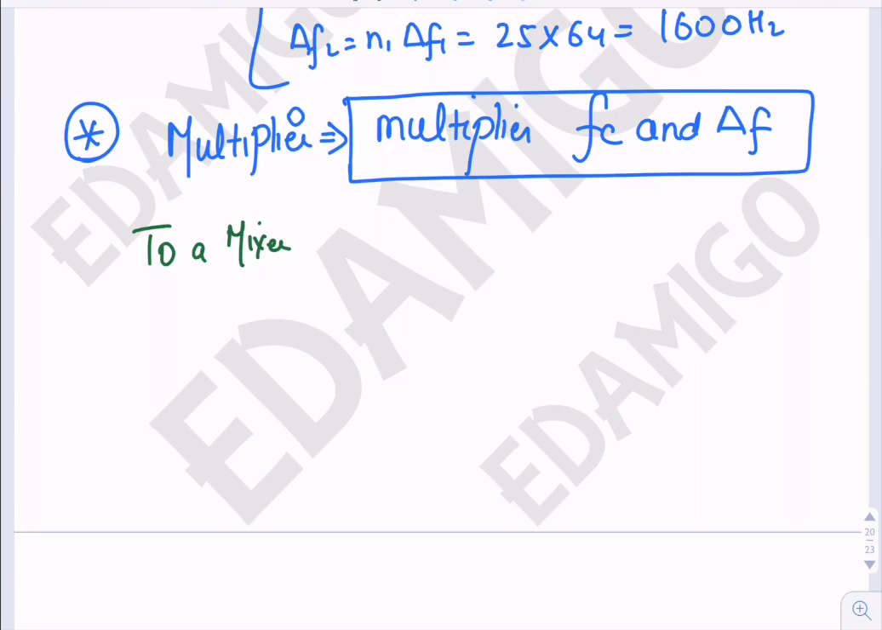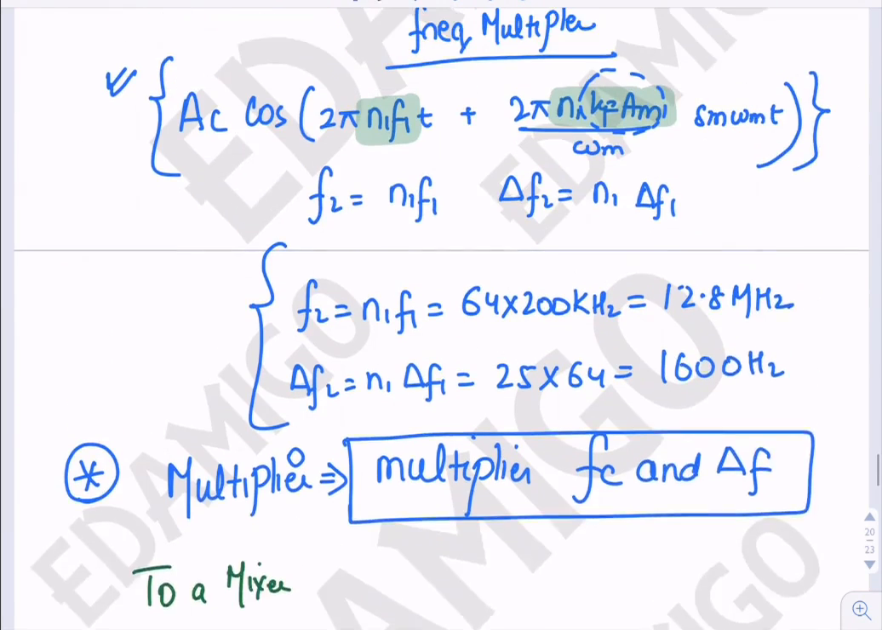So to a mixer, we have two signals. We know that one signal is of frequency FLO, so we can write this as A times cos of 2 pi FLO into T. And another signal is a frequency modulated signal, that is this signal.